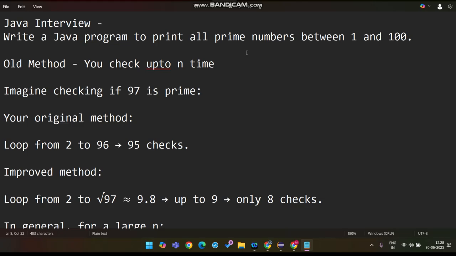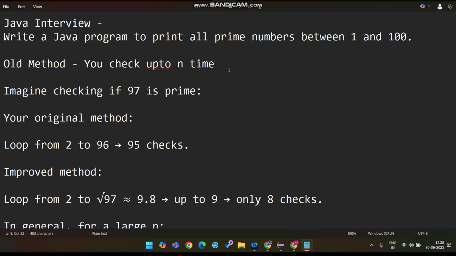So the logic we will be writing is for finding the prime numbers between 1 and 100. How do we do it? If you follow the old logic, we check from 2 up to n, where n is the number being tested. Suppose the number is 3, so from 2 it will check up to 3. That was the old logic.